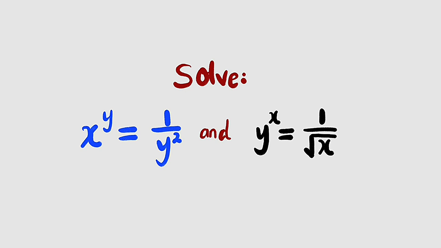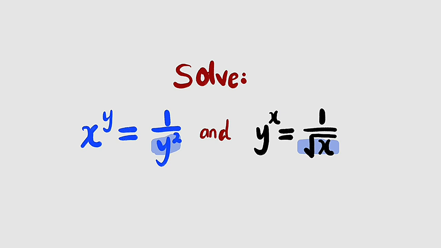In this tutorial we are going to find a solution to this interesting system of exponential equations. We are given that x to the power of y is equal to 1 divided by y squared, and y to the power of x is equal to 1 divided by the square root of x. We are looking for the values of x and y that can satisfy both equations. Note that both x and y cannot be equal to 0 because our denominators cannot be 0.